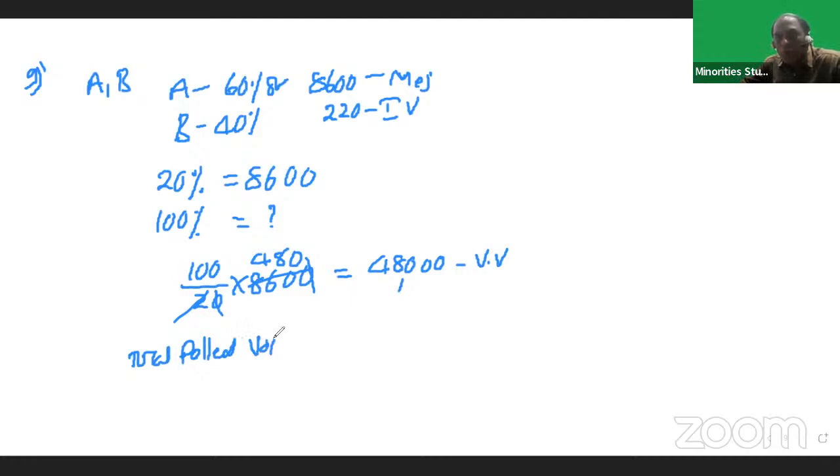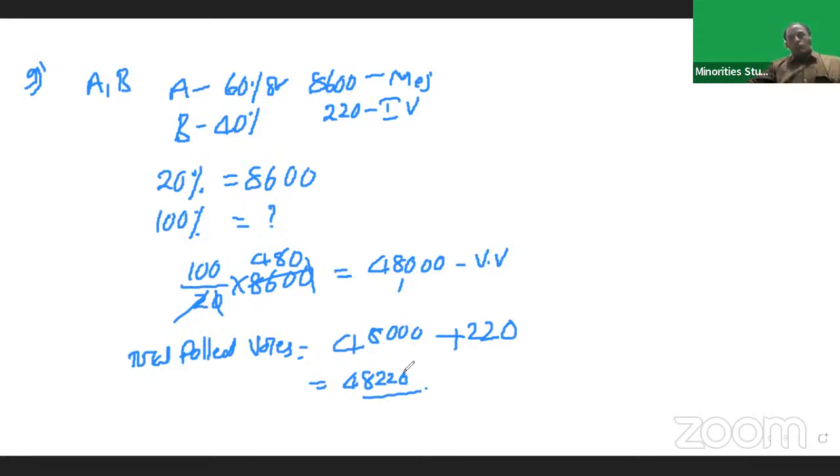Total polled votes is equal to valid votes plus invalid votes. Invalid votes is 220. Therefore, 48,000 plus 220. 48,220 is the right answer.